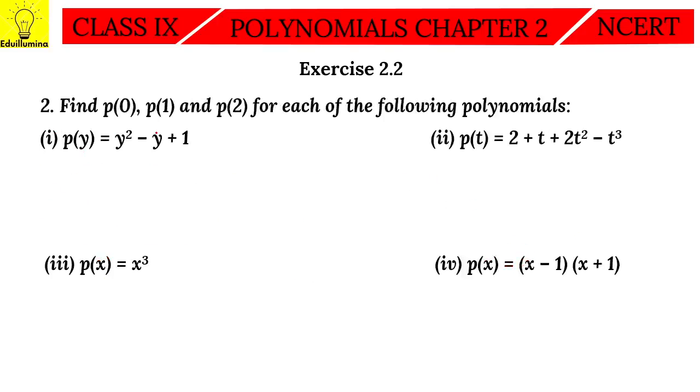Then the next is find p of 0, p of 1 and p of 2 for each of the following polynomials. हमने इन सब क्वेश्चन सब पार्ट्स में p of 0 फाइंड आउट करना है, p of 1 फाइंड आउट करना है एंड p of 2. तो फर्स्ट इज p of y इक्वल्स टू y स्क्वायर माइनस y प्लस 1. So first is p of 0.